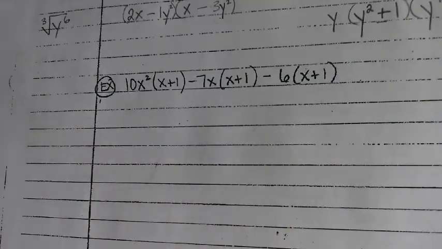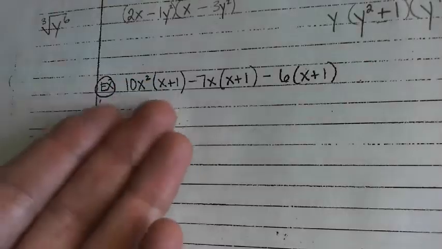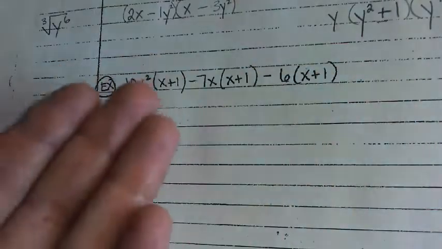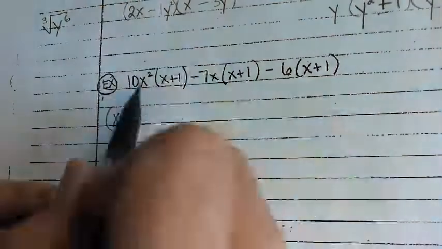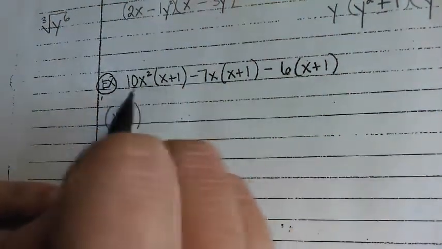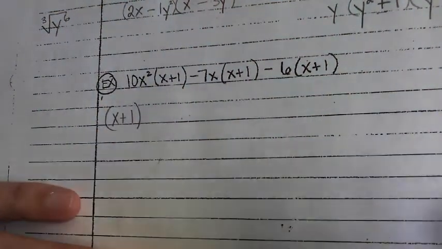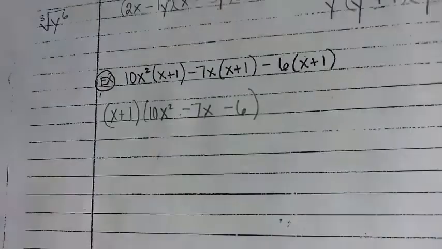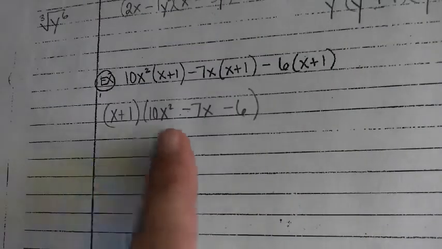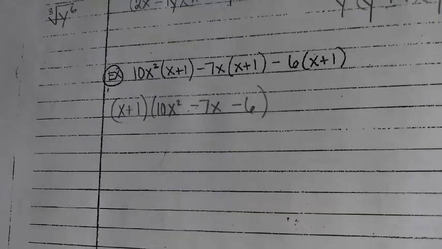And last but not least, we've got a trinomial. But if you look at this, it's pretty clear that they all have a GCF of x plus 1, so it puts you into the problem in the middle of the grouping process. X plus 1 gets pulled out in front, and then the first term, when you divide out that x plus 1, is just a 10x squared. Second term is just a minus 7x. Last term is just a minus 6. Now that trinomial, is that factorable?